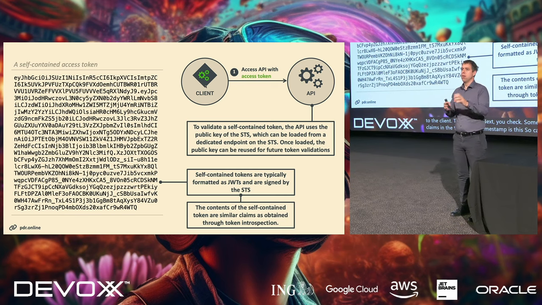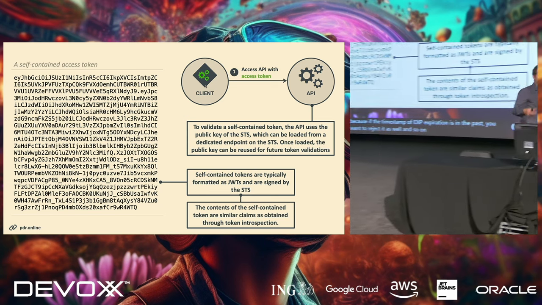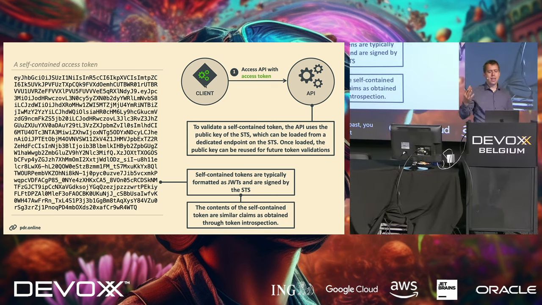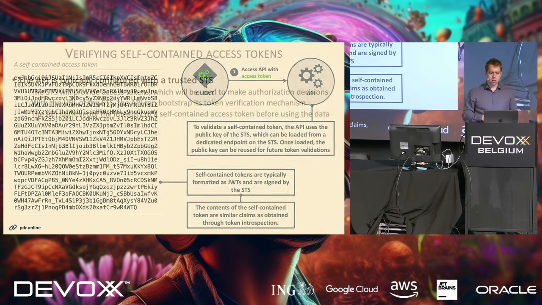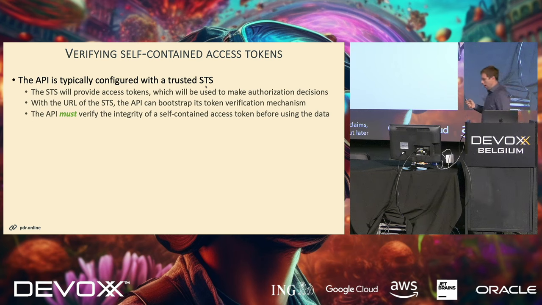Because if the timestamp of EXP expiration is in the past, you want to reject it as well, and so on. Makes sense, right? And from that point on, you get the claims, and with those claims, you can make authorization decisions, as we talk about later. How does this work in practice?